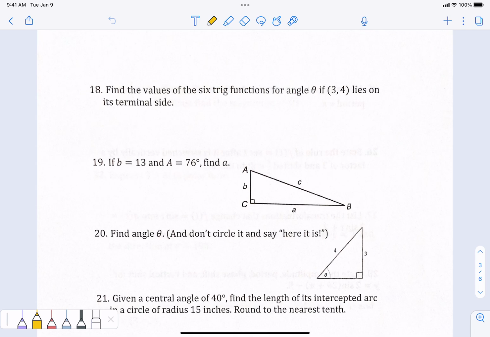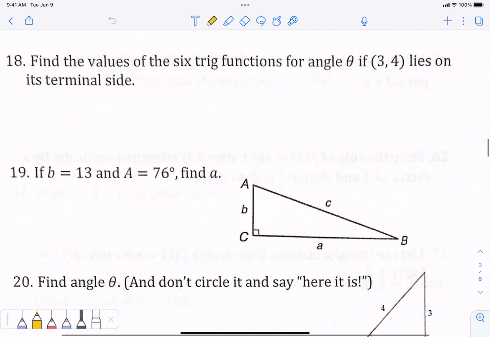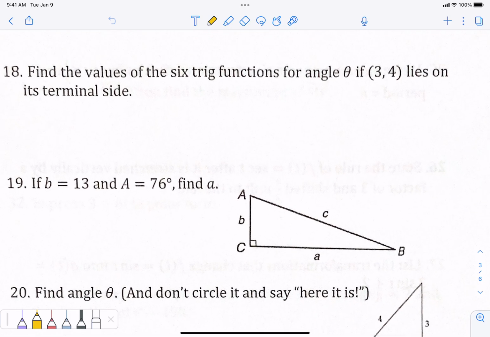Okay. All right, starting with 18. Can you use the cards? No. You can use your unit circle and this packet, and that is all. Number 18: find the values of the 6 trig functions for angle theta. So we're doing sine of theta, cosine of theta, tangent of theta. Fill these in, be quiet.